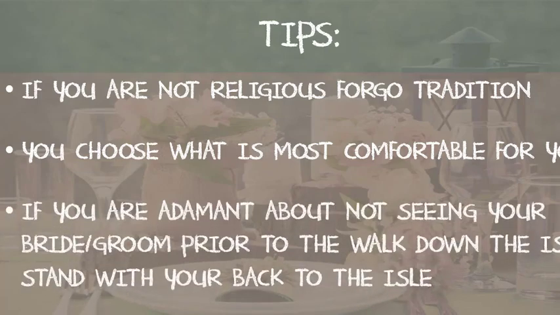And another tip is that if you are in a space where the bride or the groom has to enter in a weird position or a weird space and you're adamant about not seeing them before they walk down the aisle, make sure that you stand at the front of the altar facing the officiant with your back towards your guests, so that when they start the processional music and the bride or groom makes their way down the aisle, you can see them for the first time then.